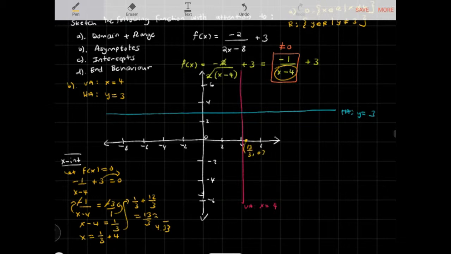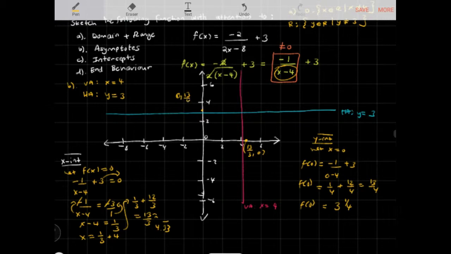So that's my x-intercept. And then you also want to figure out your y-intercept. Well, if I'm figuring out my y-intercept, I'm just going to let x equal 0, because at the y-axis, x is equal to 0. So I'm doing f of 0 is equal to -1 over 0 minus 4 plus 3, which is 1/4 plus 3, which is 12 over 4, which is 13 over 4. Okay, so in this case, you basically will get 3 and 1 over 4. So that's like 3.25. So that's going to be somewhere slightly higher than this. So this is 0 and 13 over 4. That's my y-intercept.